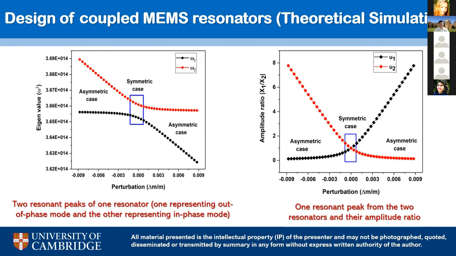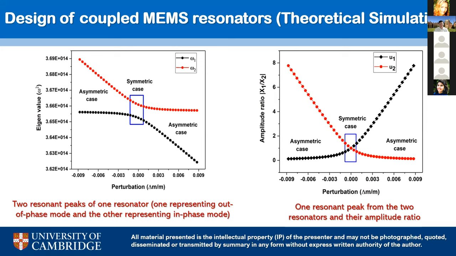Now, if you recall what I explained about the previous design, you will realize that there will be two resonant peaks because of two resonators. These two resonant peaks correspond to the movement of the resonators out of phase and in phase. If the resonators are identical, these two resonant peaks will be in symmetrical condition. At the symmetrical condition, the two resonant peaks will come close to each other, but will not intersect with each other.